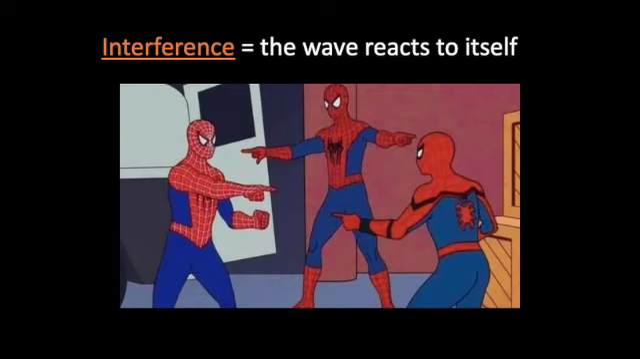Interference refers to how a wave can react to itself or to other waves in a system. So just like these three Spider-Mans kind of recognizing each other and pointing at each other and causing chaos, the same thing can happen when lots of waves or one wave is broken up and interacts with itself. Let's see how.